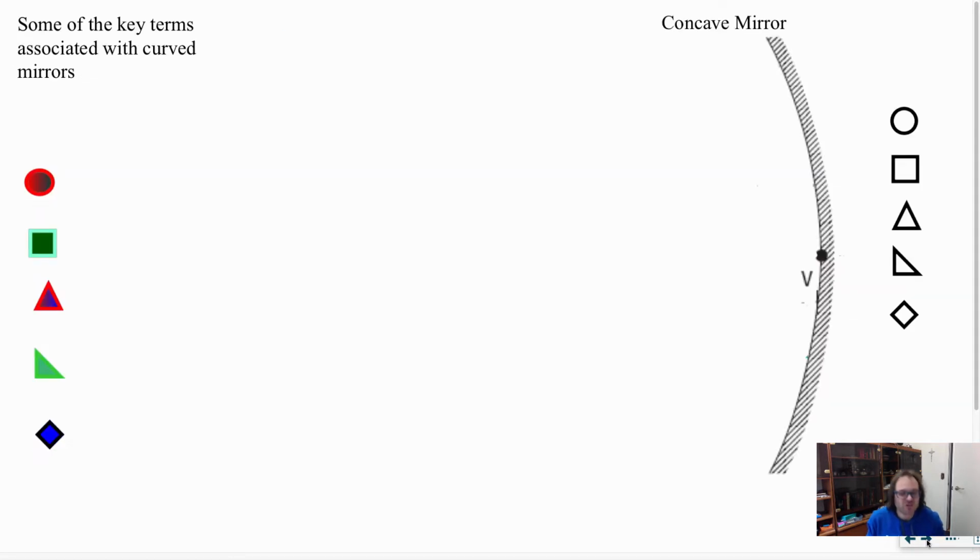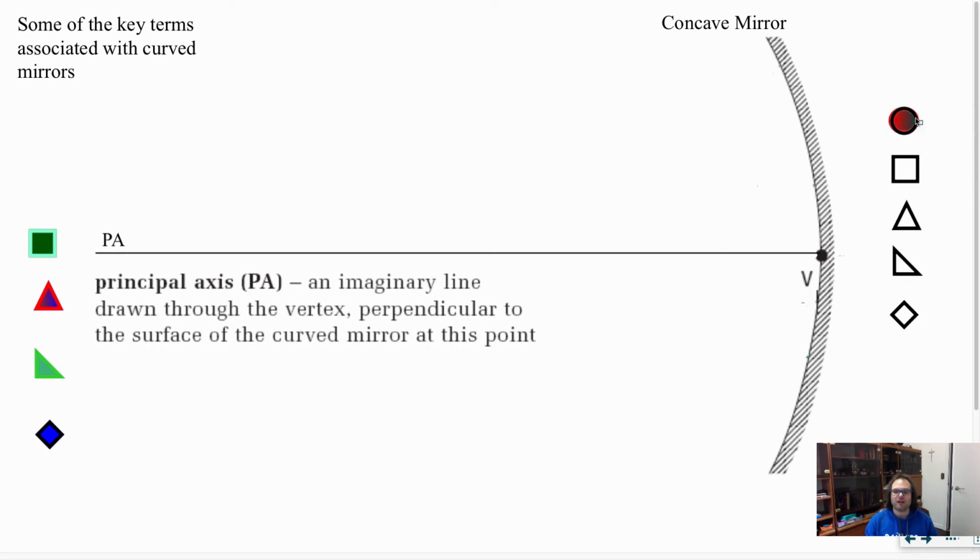Before we get on, we must go over some basic terms. So first of all, we have my principal axis. My principal axis is an imaginary line drawn through the vertex perpendicular to the surface. So this right here is my principal axis. It's this imaginary line. It goes straight to the vertex, and it's perpendicular to the surface at that point.